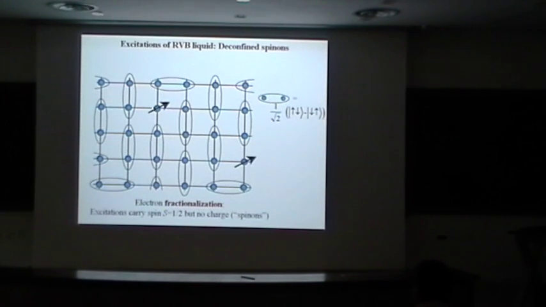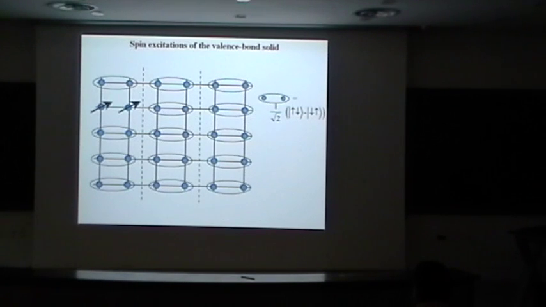Which means that the true elementary excitation is this object and this object alone, and not a bound state of the two. Which means this is a case of fractionalization, where this triplet spin 1 excitation, which I started with, now fractionalizes into two spin 1/2 excitations, which carry spin 1/2 but no charge, and this is what we would typically call a spinon.